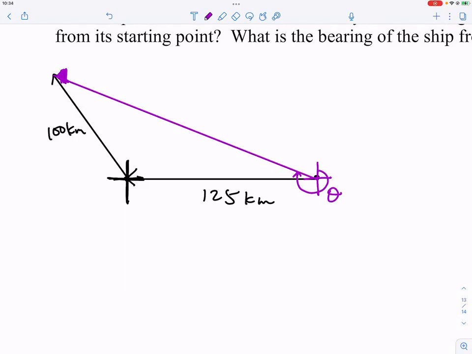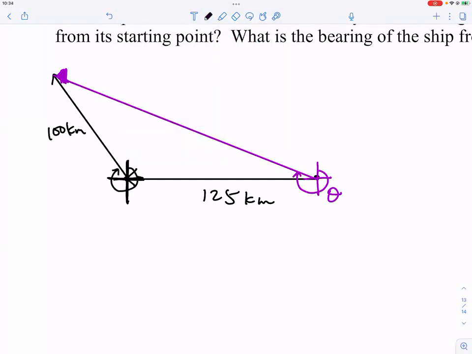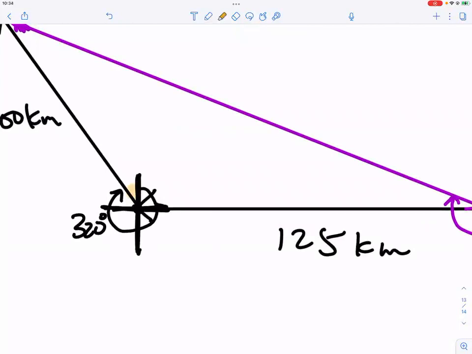Well, we got two sides. Let me also label the angle here. This is 320. Just out of curiosity, what is this angle? It'll be 40, right? So that means this big angle would be 130 degrees. A little bit of curiosity would carry you a long way.